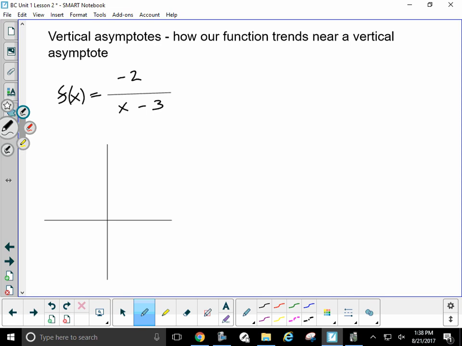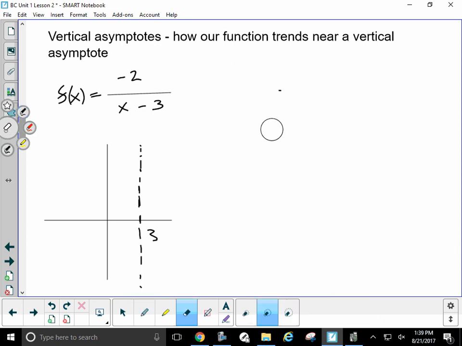Now I'll tell you, typically for a function like -2 over x minus 3, if you ever have a number over 0, that's an indication that you have a vertical asymptote at that location. I can just go ahead and tell that right now, this function will have a vertical asymptote when x is 3. But the question is, how is my function trending around 3? Is it going up to the left, down to the left? Is it going up to the right, down to the right?